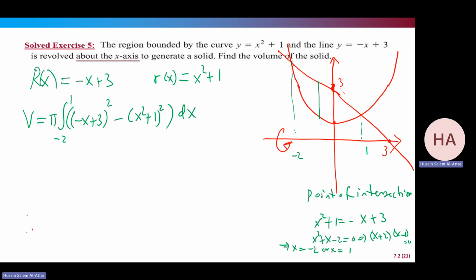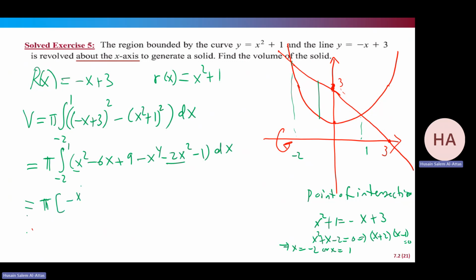Okay. Let me see what will happen. That will be pi, integral from minus 2 to 1. What is this? X squared minus 6x plus 9, minus x to the power 4 plus 2x squared plus 1, dx. Let me do it right away. I have x squared minus 2x squared. That is minus x squared. So it will be minus x cubed over 3. I have minus 6x. That's it. Minus 3x squared.